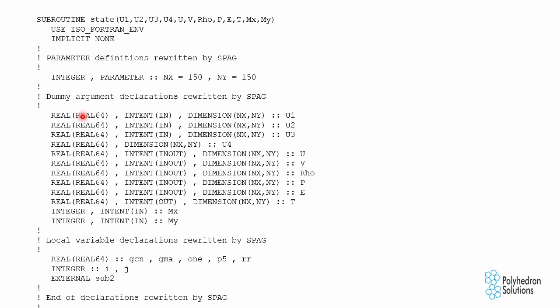It's also replaced the types using the standard types, which are defined in the Fortran 2003 standard module ISO_Fortran_env, so double precision variables are now declared using this style of declaration, which is now perfectly standard.